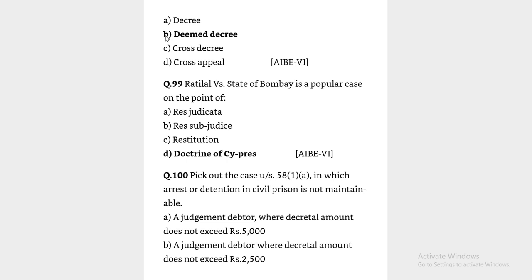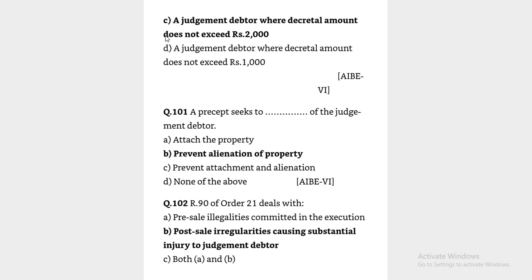Pick out the case under Section 58(1)(a) in which arrest or detention in civil prison is not maintainable: if the judgment debtor owes a decretal amount that does not exceed 2,000. A precept seeks to prevent alienation of the property. A precept is always to prevent the alienation of the property.